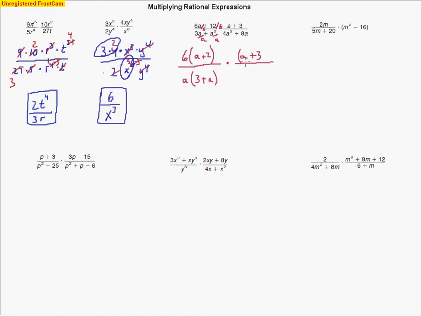I'm going to go ahead and put some parentheses around it because it does represent one term, one number. Over here I see a 4 goes into both the 8 and the 4, and they both have at least one a.